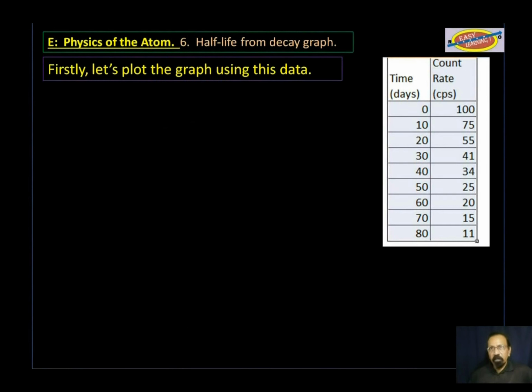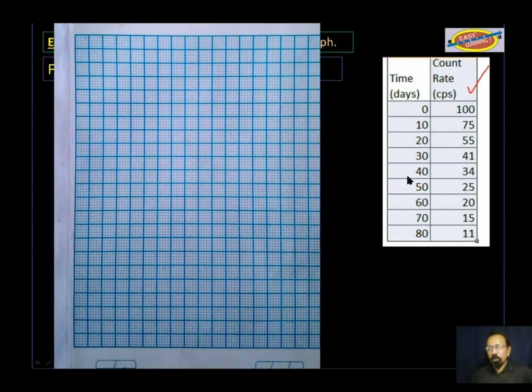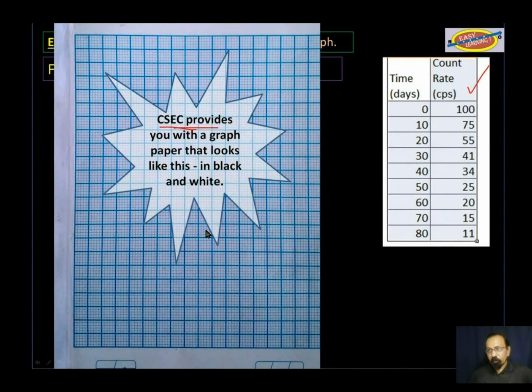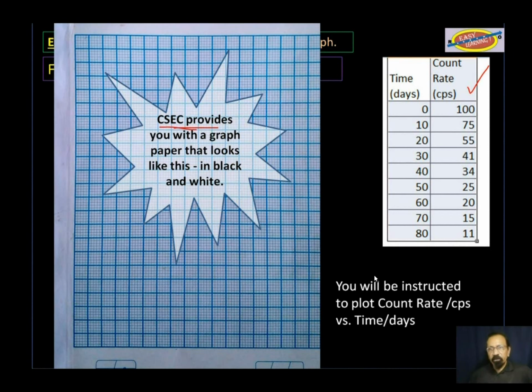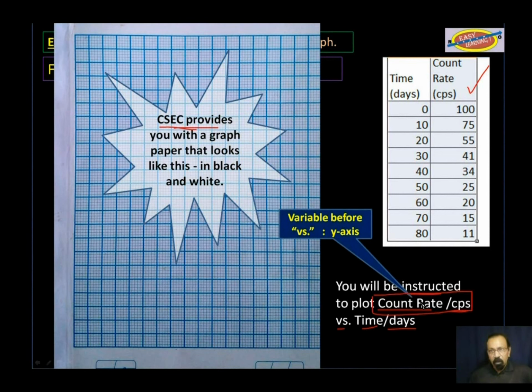So this is our data here, and you will be given a blank graph paper like this, let's use this graph paper that we have. You will be instructed to plot count rate in counts per second versus time in days. This first variable always goes on the y-axis, and this other one goes on the x-axis.